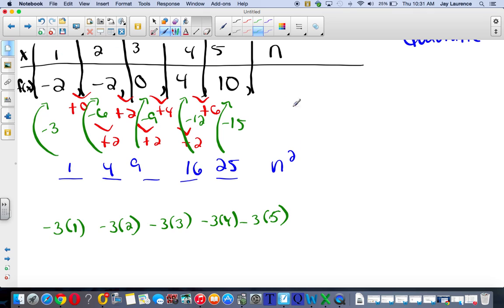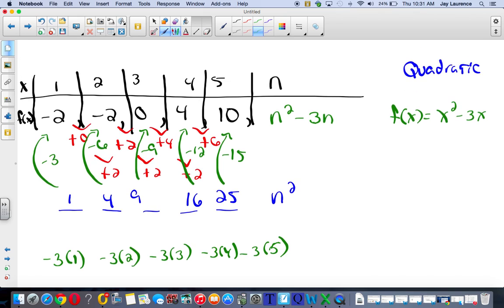Well, if I'm on the nth one, that would be n squared minus 3n. So it's quadratic, and my function is going to be f of x equals x squared minus 3x. And there you go. I like these problems. I feel so smart when I can do them.